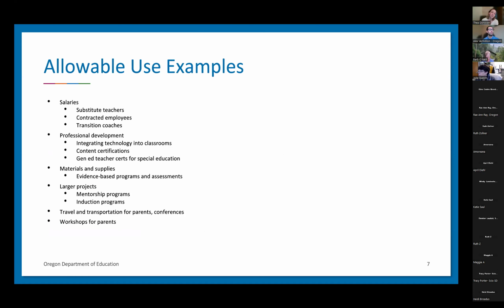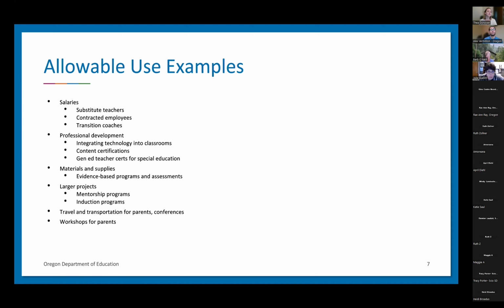Here are some examples of how you can use 611 or 619 funds: salaries for substitute teachers, contract employees, transition coaches. We would heavily encourage you, because of the maintenance of effort requirement from the federal regulation and also the need to meet excess cost, to always use your general funds for your more reliable expenses, and then use IDEA funds for one-time costs or supplemental things.